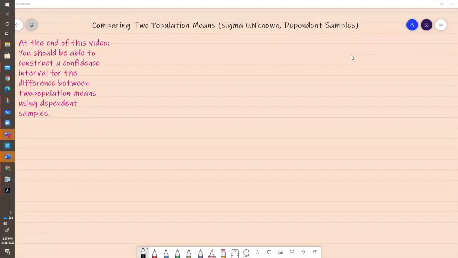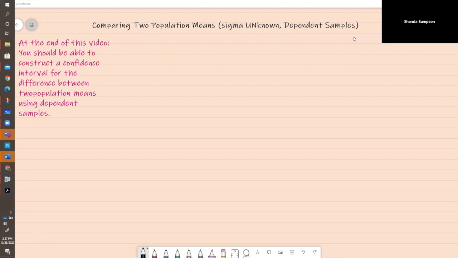Okay, so as I said in the intro, we're going to compare two population means when sigma is unknown with dependent samples. Hopefully at the end of the video, you should be able to construct a confidence interval for the difference between two population means using dependent samples. So that's our goal. Why will we need to have dependent samples?